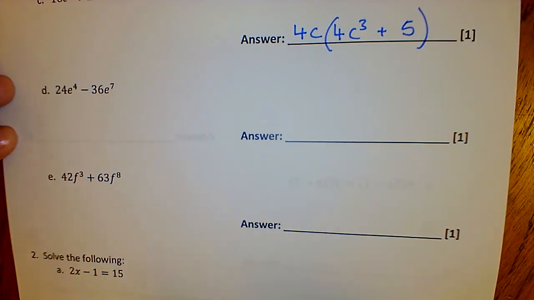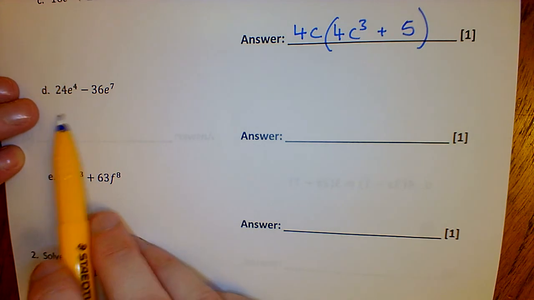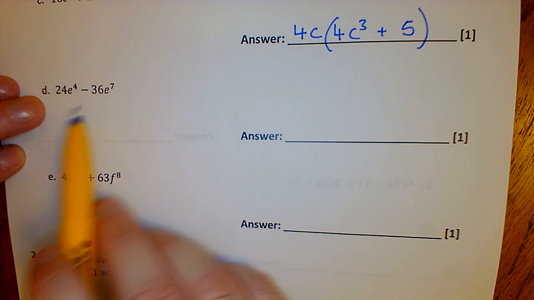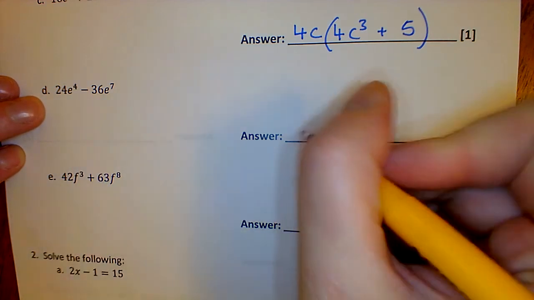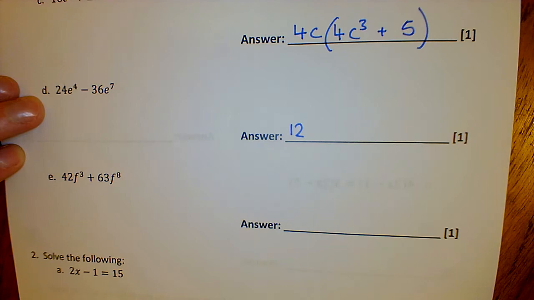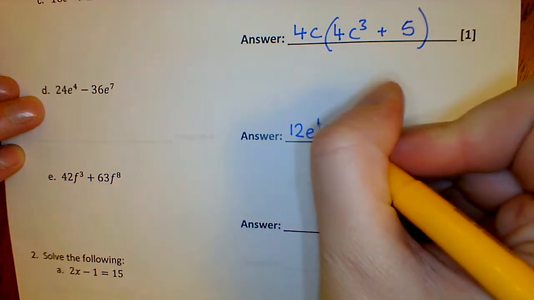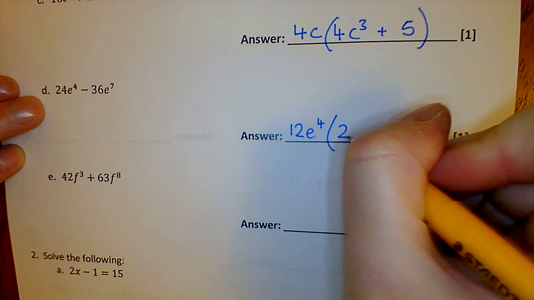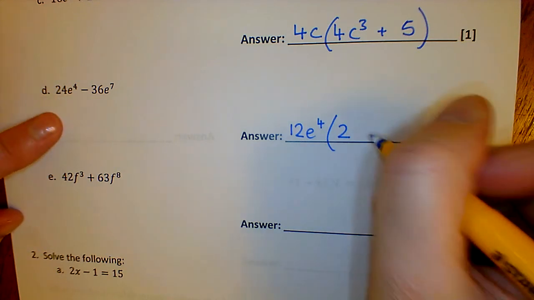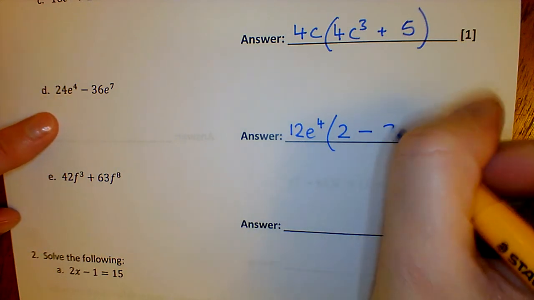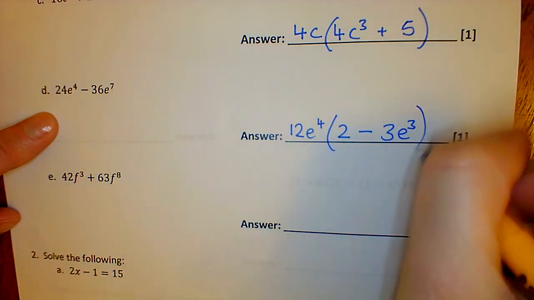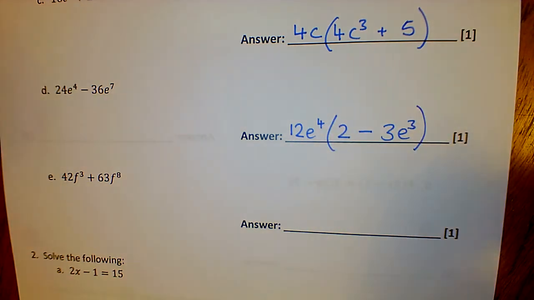Okay, so these last two parts are where people kind of went wrong a wee bit. Remember, you're looking for the biggest number that goes into 24 and 36. So some people were taking out 2 or 3 or 6 or something like that. 12 is the biggest number you can take out, and we can take out e to the power of 4. So if we multiply that by 2, we get to 24, e to the power of 4. 12 times 3 is 36, and we've got e to the power of 4 times e cubed will be e to the power of 7.